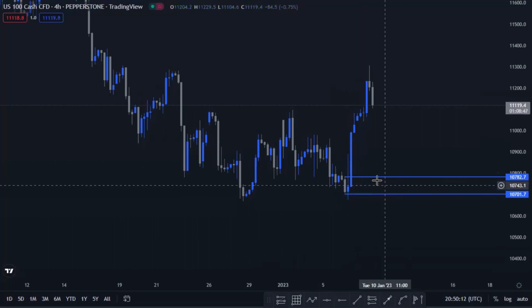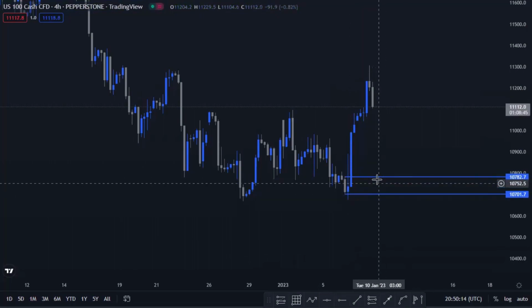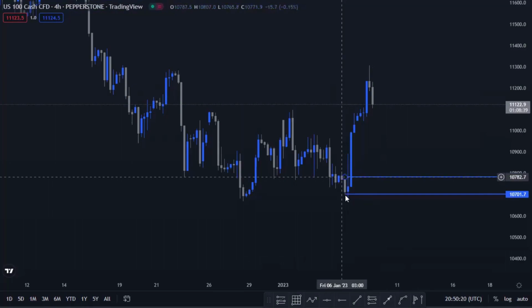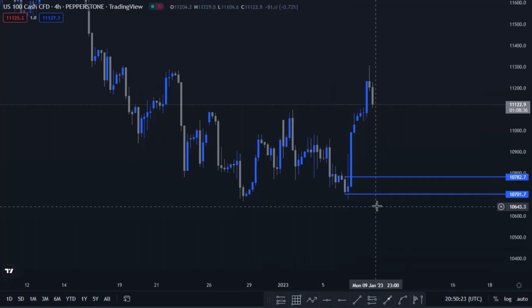These two lines that are just drawn right now are our sell stop and our buy stop. That's what you do 15 minutes before NFP. Say NFP is at 3:30.